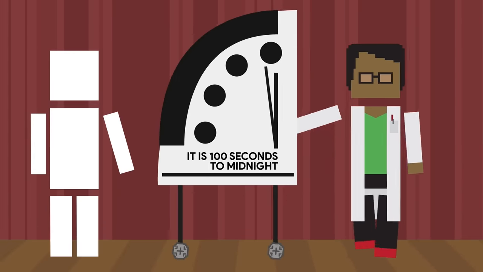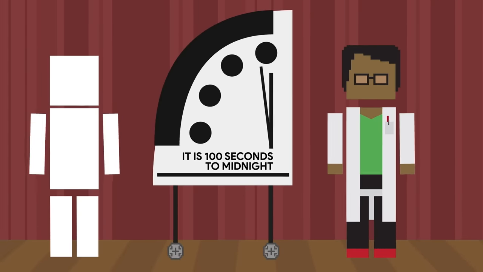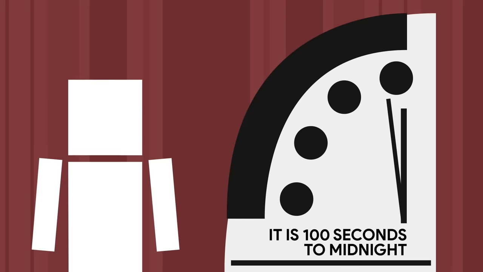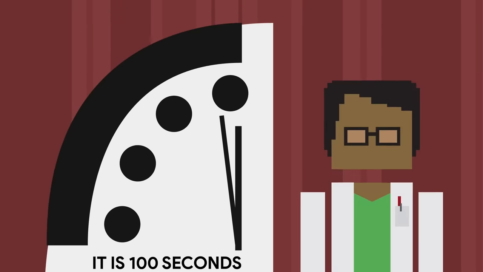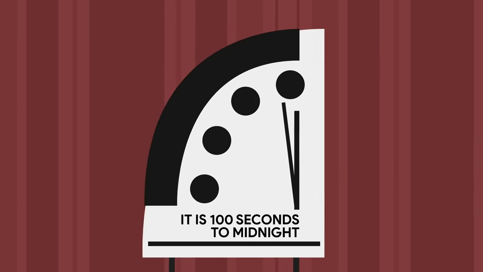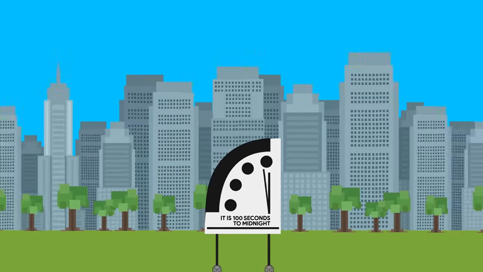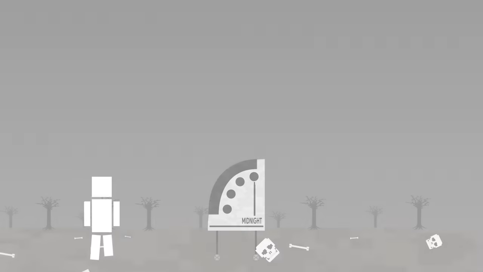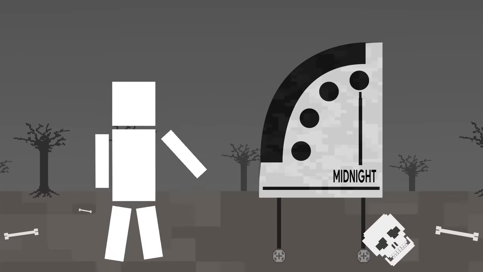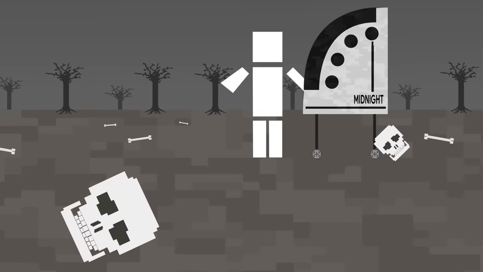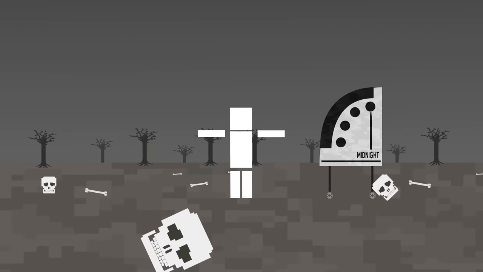Since 2020, the Doomsday Clock has been set to 100 seconds to midnight, which is the closest it's ever been to midnight in its 75 years of existence. As the scientist who set the clock put it, we are at doom's doorstep. The Doomsday Clock is a metaphor to remind humans of how close we are to destroying our planet through the technology we develop, with midnight representing the apocalypse. It's a symbol to remind us to address these dangers so that we can survive on our planet.